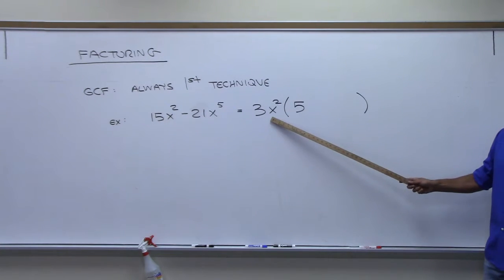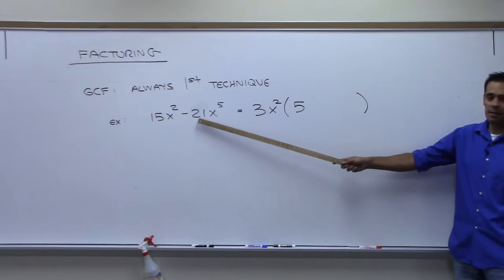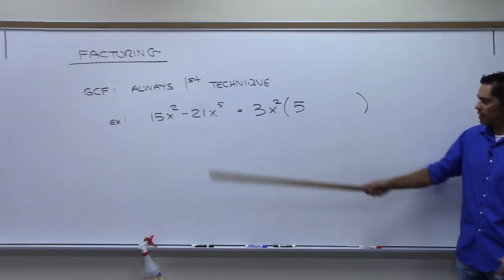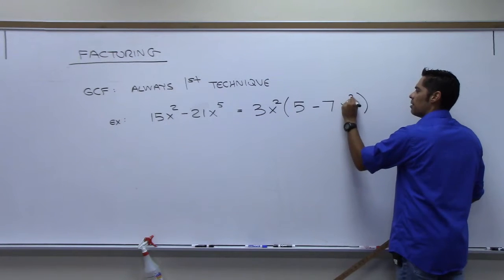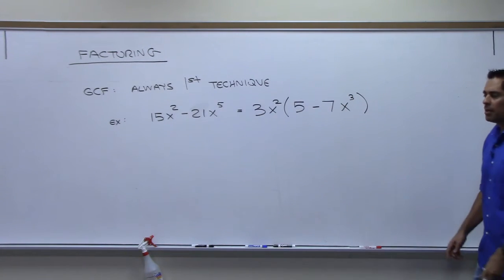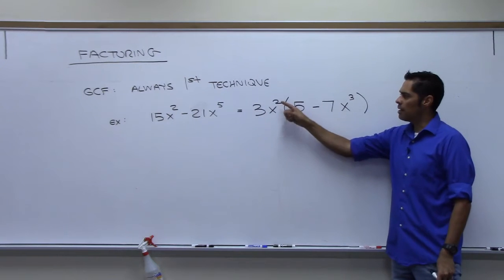And then here, what do I multiply 3x squared by to get negative 21x? Negative 7. And how many x's? X to the third. Because when you add this 3 and 2 together, you get 5.